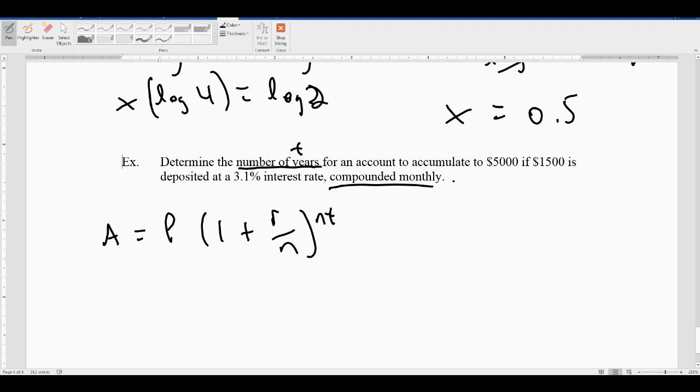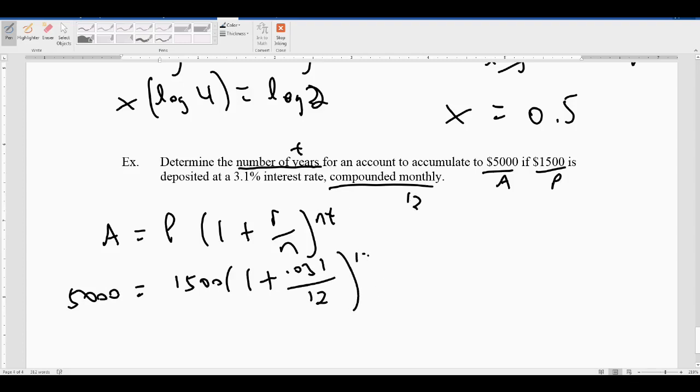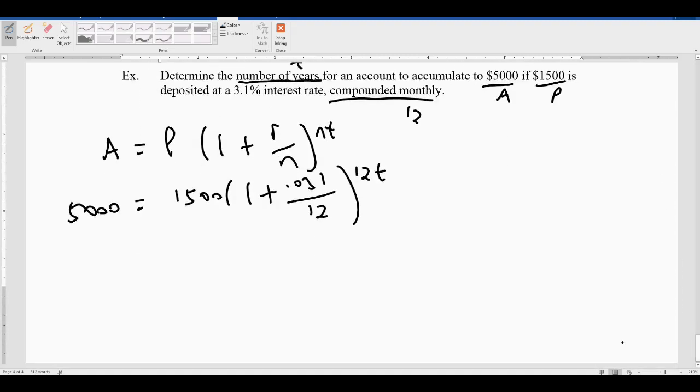So our A is the final amount, which is the 5,000, and the P is what you started with, which is 1,500. So we have 5,000 equals 1,500 times (1 plus R. R is 3.1% as a decimal, 0.031, divided by monthly, which is 12) to the power of 12t. The t we don't know, so you leave it as t. Yes, this is going to be a fairly difficult one, so just be aware.